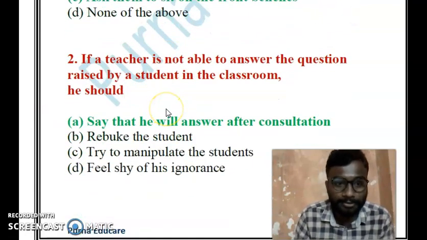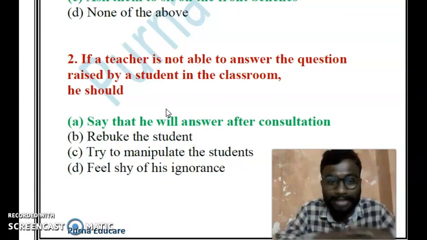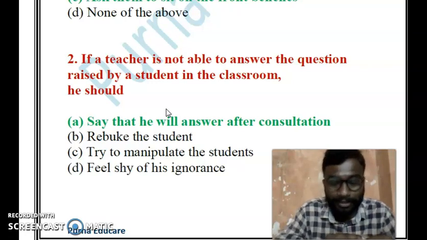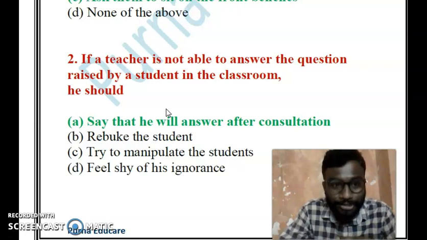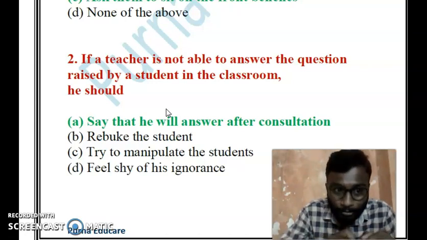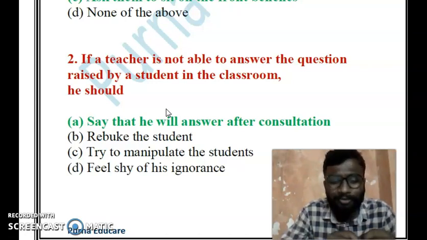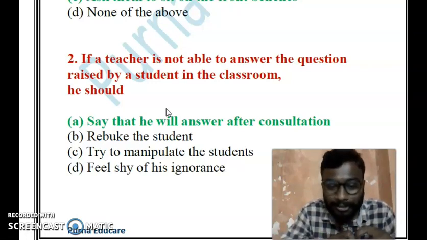Yes. The second question: if a teacher is not able to answer the questions raised by the students in the classroom, what does he do? Option A, say that he will be answering after consultation. Yes, it will be the appropriate answer, instead of going for rebuking the student. See, rebuking the student, what does it go?